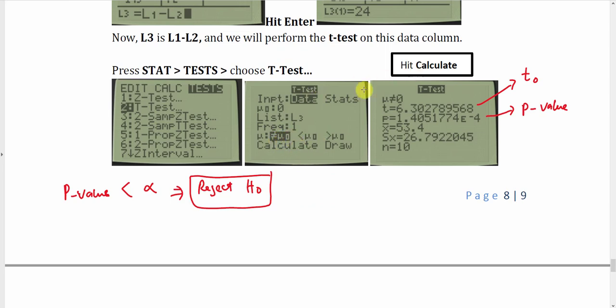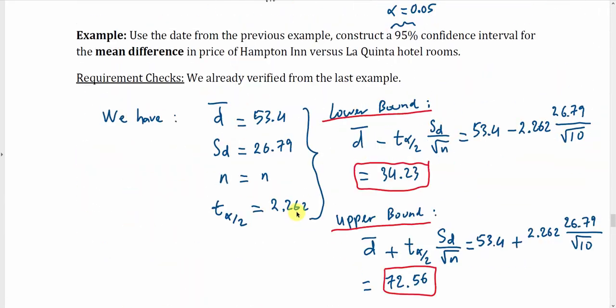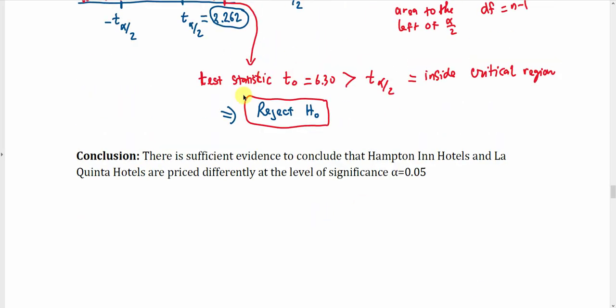Okay, and then hit the calculate, and then it will give you t here, which is for t naught, or the test statistic. This p here is the p-value, and we can see that this p-value is less than alpha. So we reject the null hypothesis, which is the same conclusion that you saw earlier. We reject the null hypothesis here. Okay.